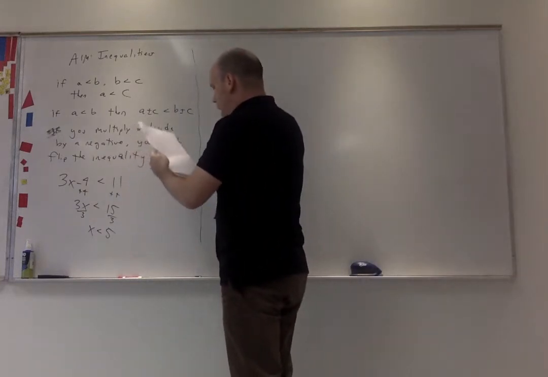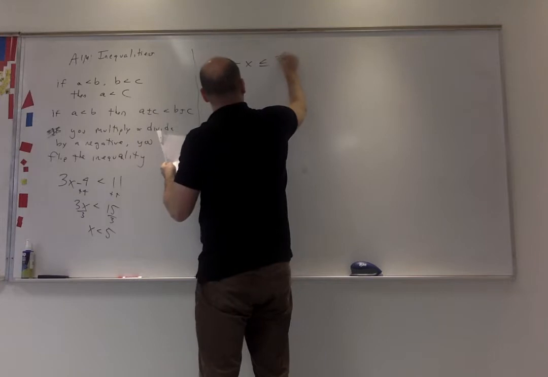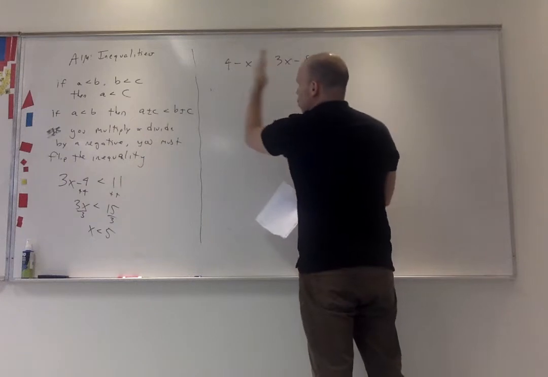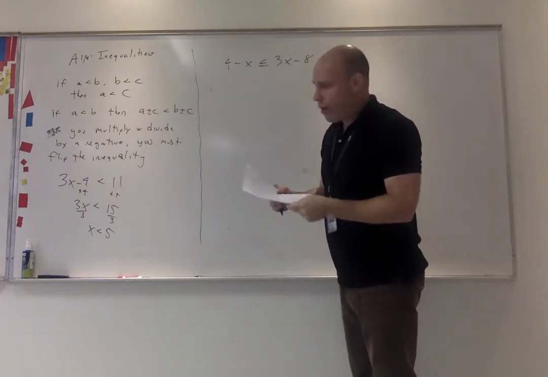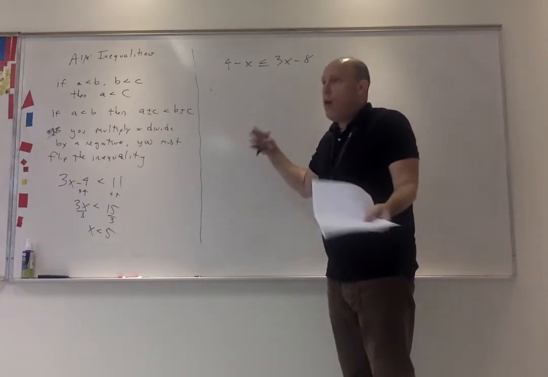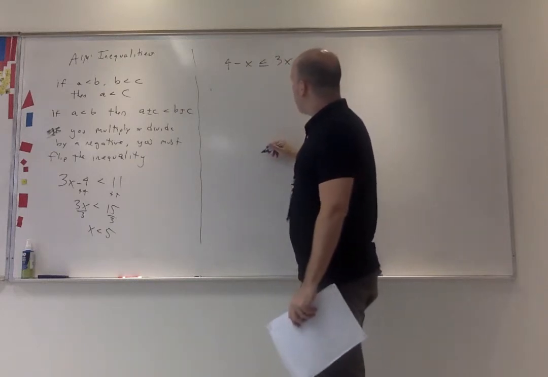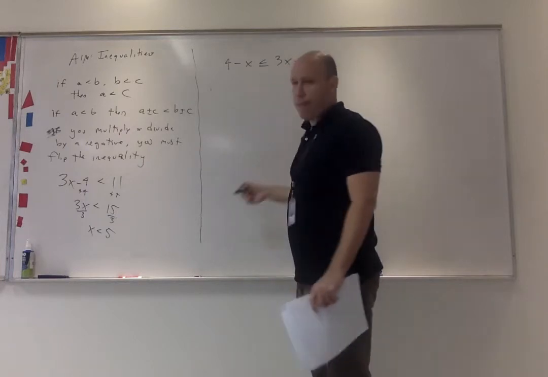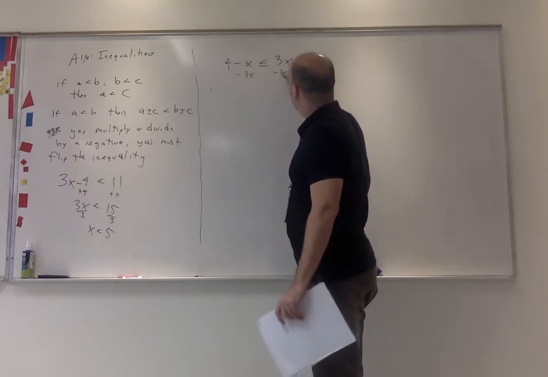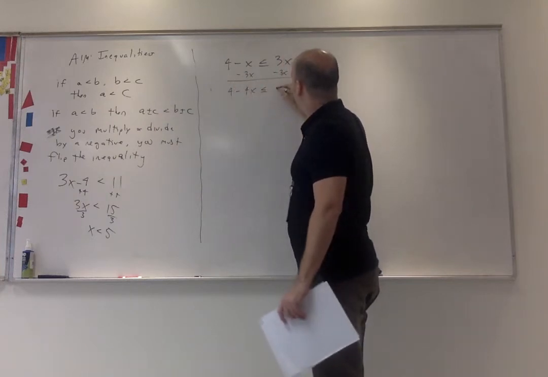Next example, how about 4 minus x is less than or equal to 3x minus 8. What's great about this is if you put this in Desmos, you can visually see what the answer is. So let's manipulate this algebraically. I'm going to just do it by hand. You know the last answer is x relation something. So I'm going to subtract 3x from both sides. So I have 4 minus 4x is less than or equal to negative 8.